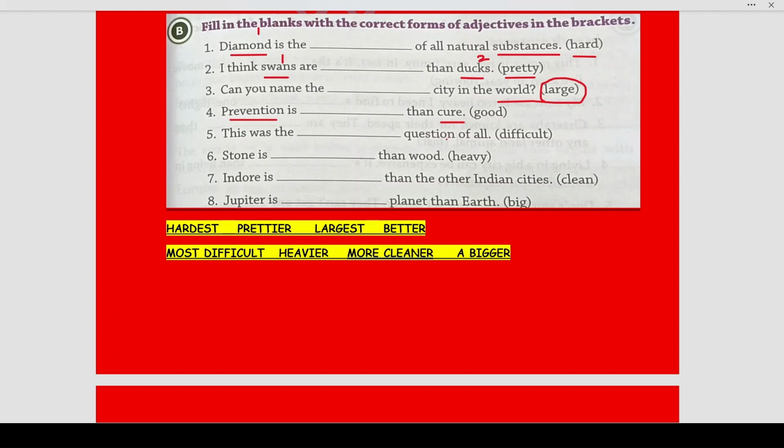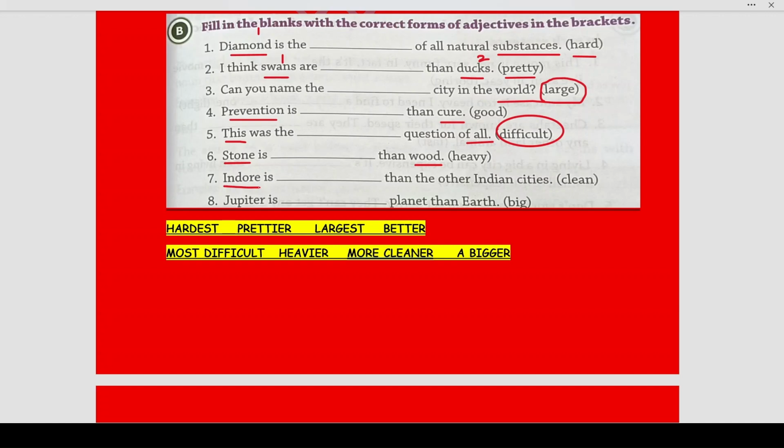This was the dash question of all. There were many questions, and this one thing is being compared to many, more than two things. Therefore, this was the most difficult. Difficult is the positive, and we take the superlative. Why are we taking the superlative? Because there are more than two questions which are being compared. So this was the most difficult question of all. Stone is dash than wood. How many things are being compared? Stone and wood. Stone is heavier than wood.